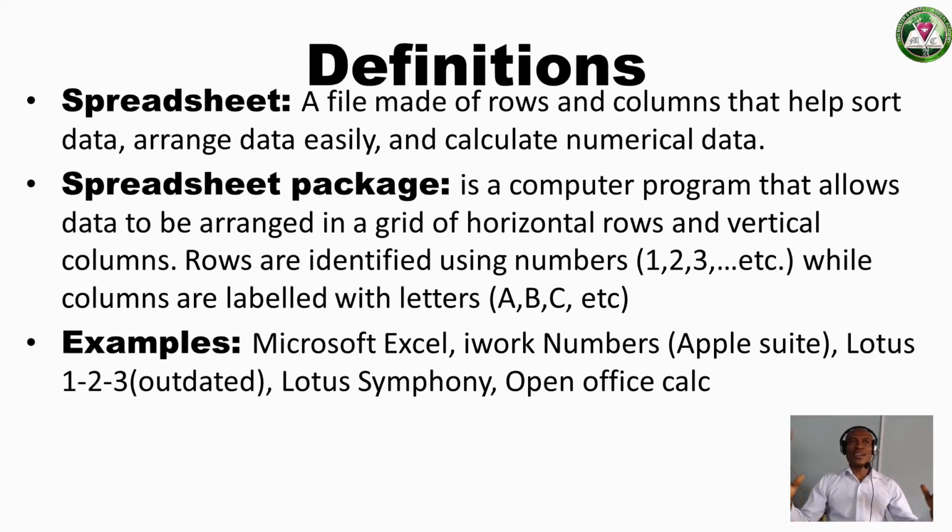Then the rows lying horizontally are identified using numbers. That is 1, 2, 3, 4, 5, like that. Then the columns and the rows, when they intersect in a place, they will form what is called a cell. Okay? Now let's look at examples of spreadsheet packages.